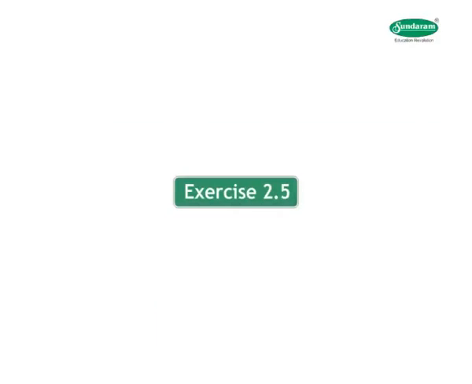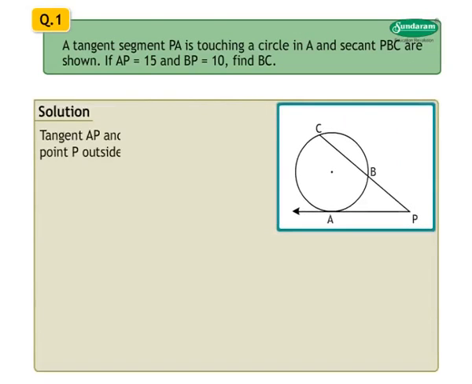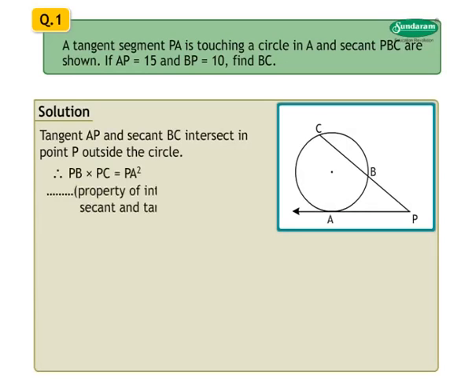Let us solve exercise 2.5. Number 1. A tangent segment PA is touching a circle in A and secant PBC are shown. If AP is equal to 15 and BP is equal to 10, find BC. Solution. Tangent AP and secant BC intersect in point P outside the circle. PB into PC is equal to PA square by the property of intersecting secant and tangent.